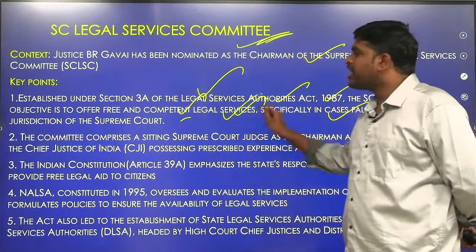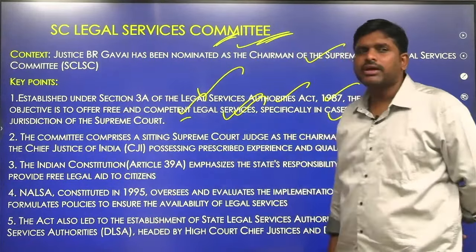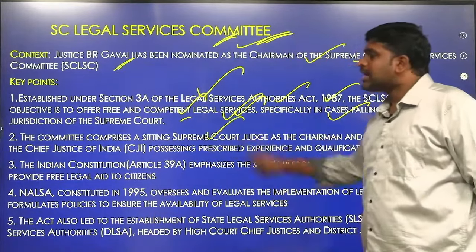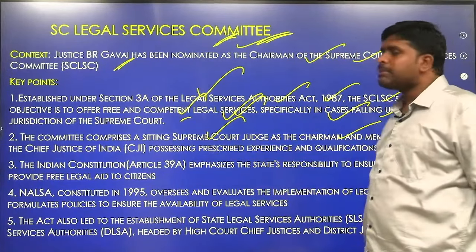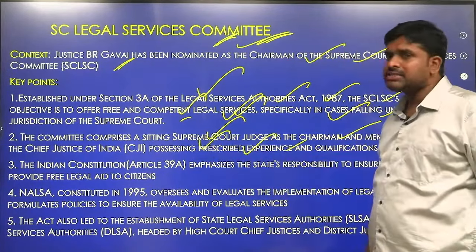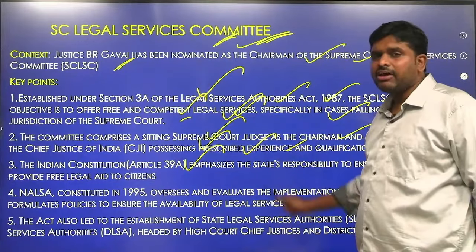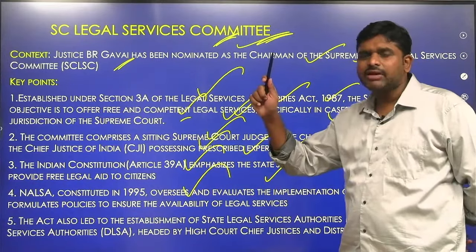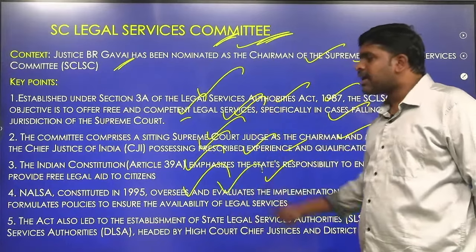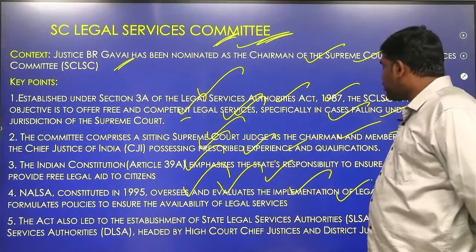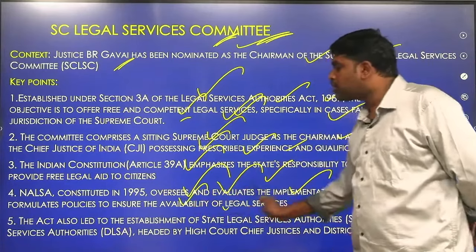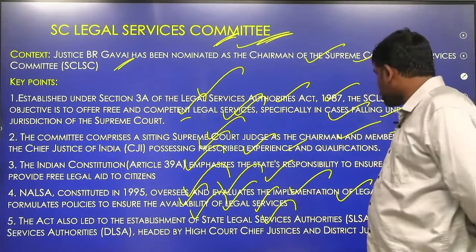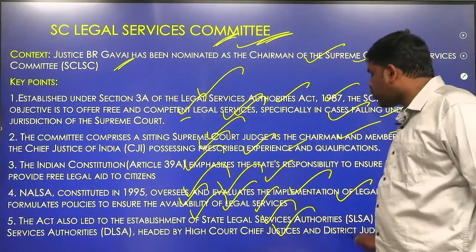So, established for free and competent legal services, this body will be working under Supreme Court. Who is the chairperson appointed? Gavai. The committee comprises a sitting Supreme Court judge as chairman and members appointed by the CJI possessing prescribed experience and qualification. The Indian Constitution Article 39A says free legal service should be provided. NALSA was constituted in 1995 based upon the 1987 Legal Services Authorities Act. NALSA oversees and evaluates the implementation of legal aid programs and formulates policies to ensure the availability of legal services. The act also led to the establishment of State Legal Services Authority and District Legal Services Authority headed by High Court Chief Justice and District Judges.